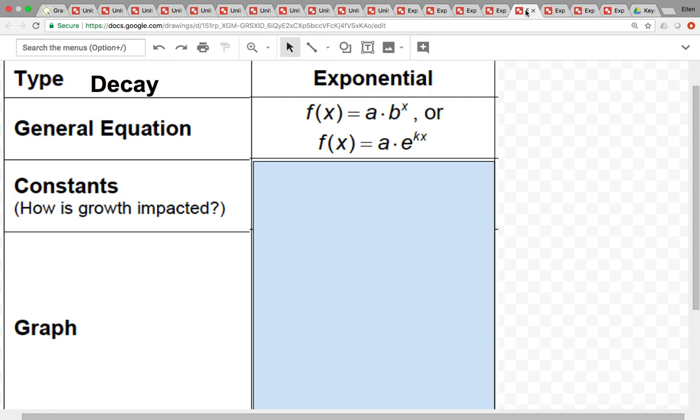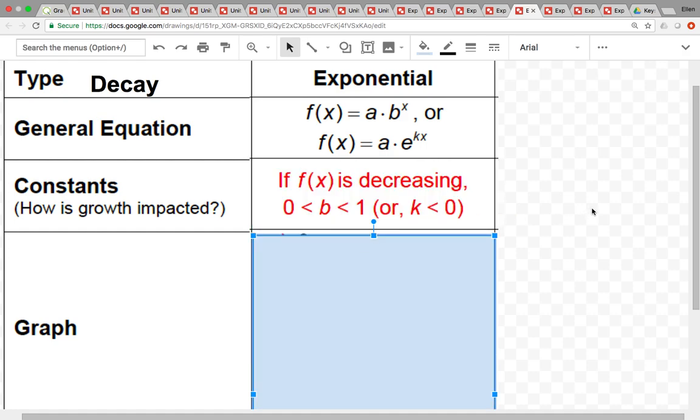All right, now let's move on to exponential decay. Make sure it says decay, or I think it says decrease function. So exponential decay, notice your same formula here. You have your a, your b, or a and e value. And remember, e is a number like 2 point something.